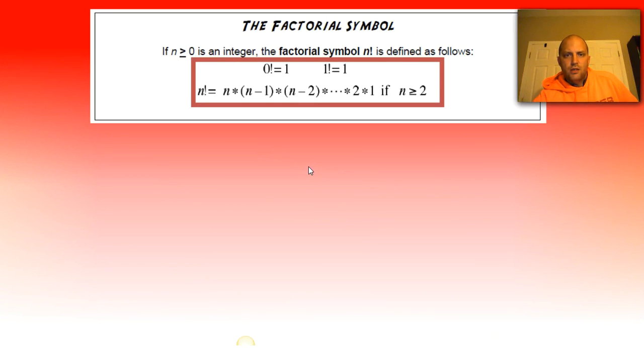So we take a look at the next one. The factorial symbol: you guys should be able to know where the factorial symbol is. Some rules there. Factorial just means multiplying until you end at 1. So if I have 3 factorial, that's 3 times 2 times 1. If I have 4 factorial, that's 4 times 3 times 2 times 1. That can get awfully tedious.